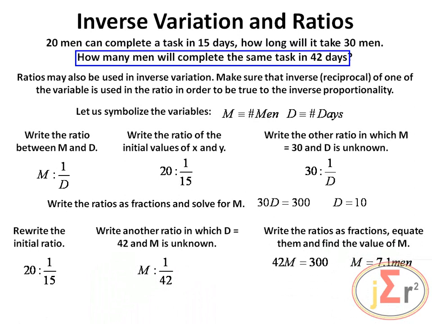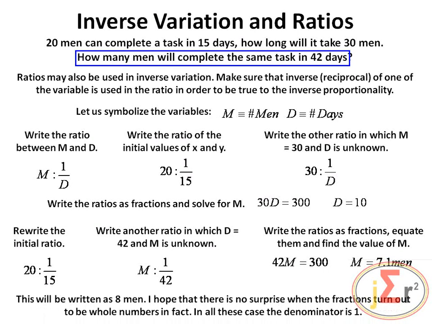And that is very simple. M is equal to 7.1, that we round up to 8 men. This will be written as 8 men. I hope that there is no surprise when the fractions turn out to be whole numbers. In fact, in all these cases, the denominator is 1.